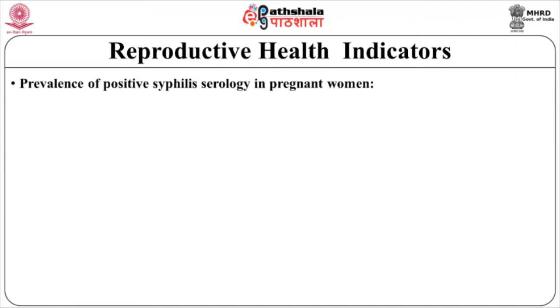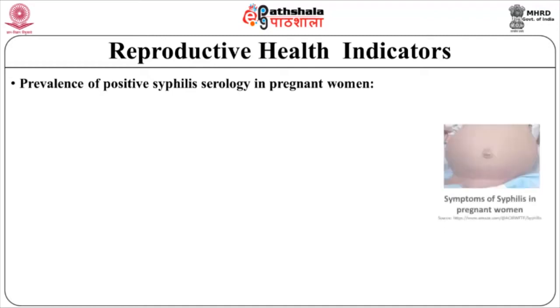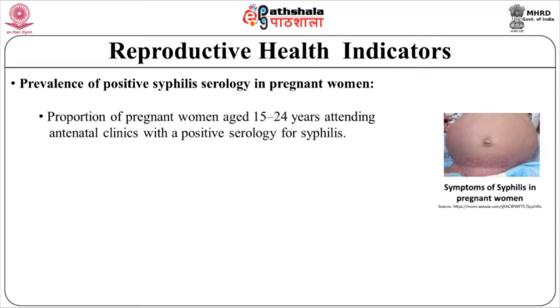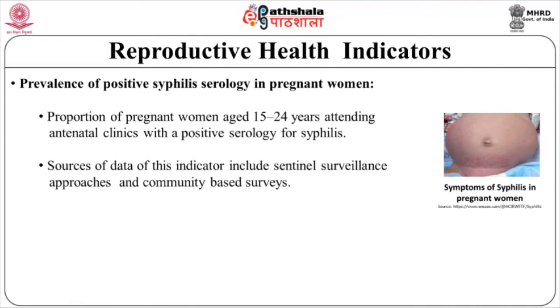Now let's see the prevalence of positive syphilis serology in pregnant women. The proportion of the pregnant women aged 15 to 24 years attending the antenatal clinics with a positive serology for syphilis. The source of the data of this indicator include sentinel surveillance approaches and community-based surveys as given by WHO in different years, namely 1999, 2000 and 2002.